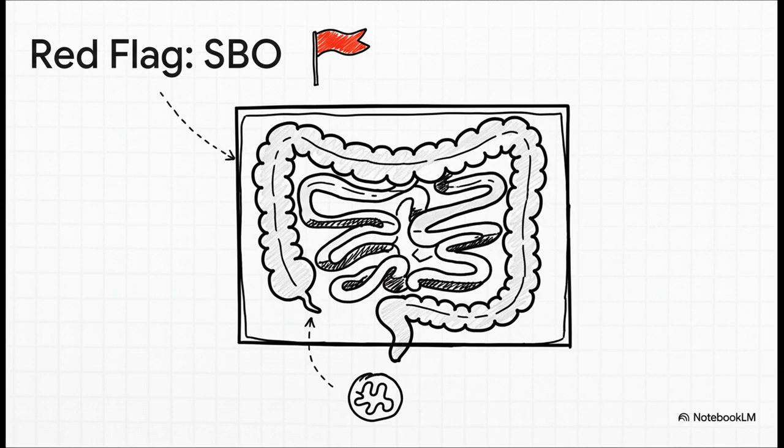We're putting our rules to work. We're looking for those central loops of bowel that are blown up bigger than 3 centimeters. If you're lucky enough to have an upright X-ray, you'll see these incredible little straight lines of air on top of fluid, stacked one after another. It looks just like the rungs of a ladder, and it's a classic sign.